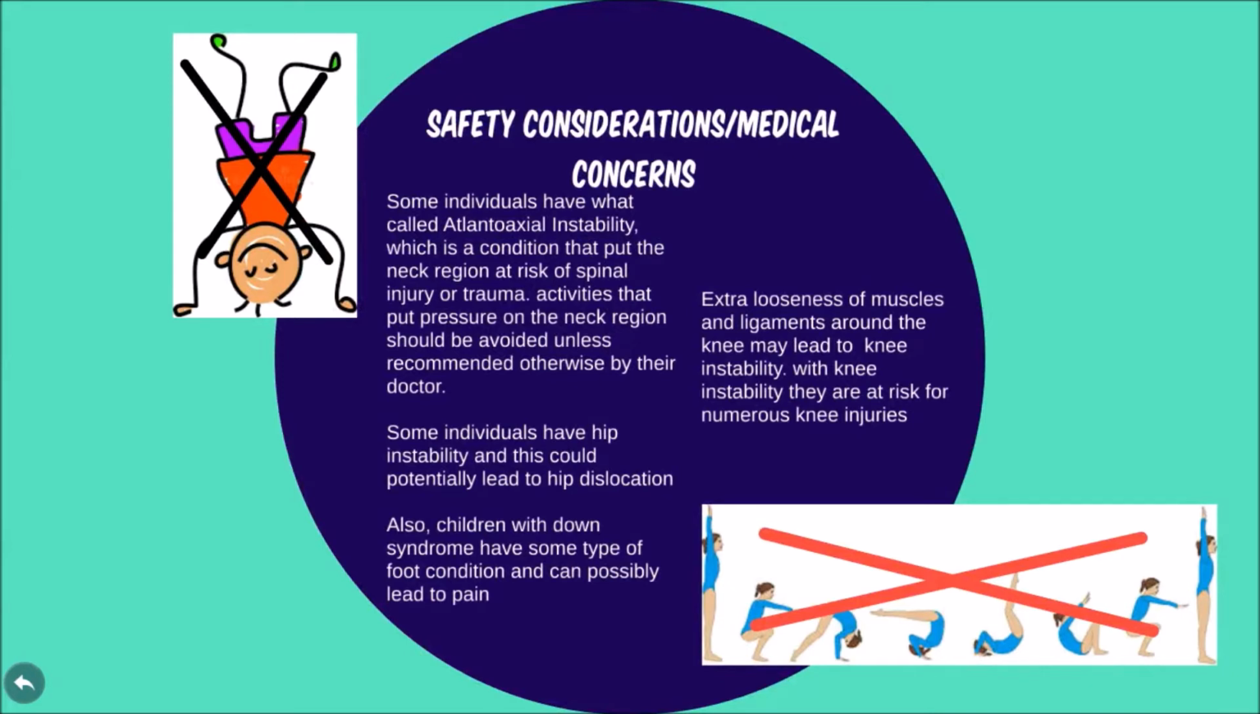It is very important that individuals with Down syndrome do not do any activities that put pressure on the neck region. Many individuals with Down syndrome have instability in their neck, which could lead to possible spinal injuries. Also, many individuals with Down syndrome have instability in the hip and the knees, which could lead to dislocations.